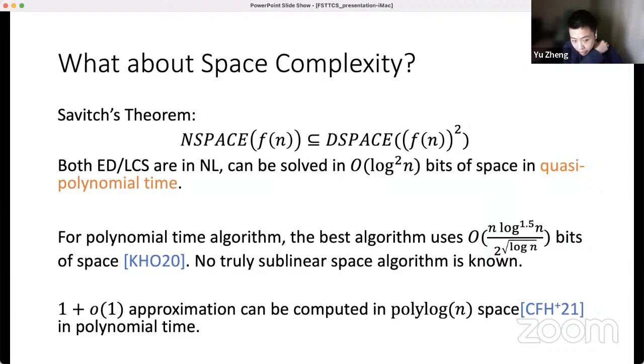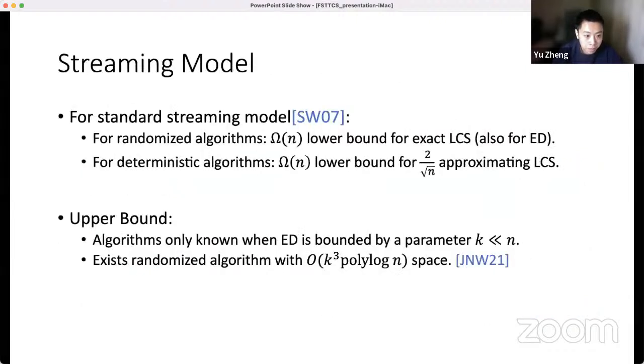And the recent work shows that we can achieve very good approximation of edit distance and LCS with only polylog n bits of space in polynomial time. Okay, so like the title suggests, our work studies the streaming model. So what about the streaming model? For the standard streaming model, we know that there are very strong lower bounds.